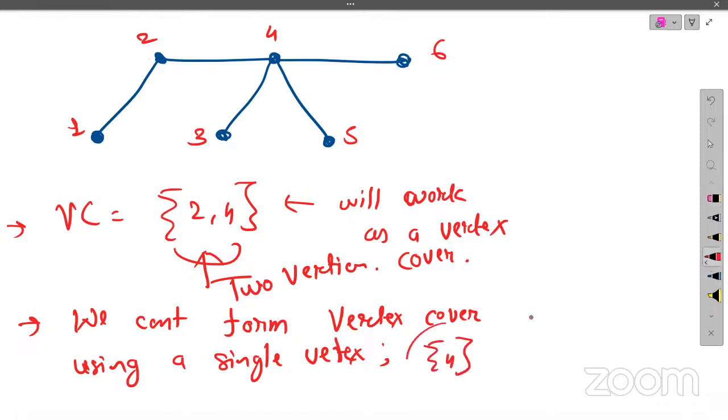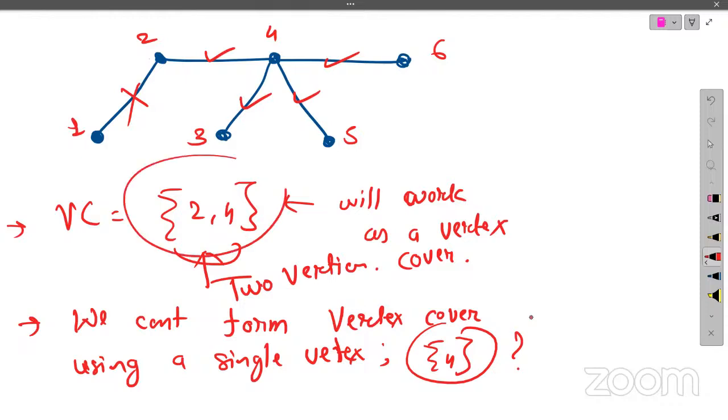Then is this subset a vertex cover? No, it's not, because it's not covering all the edges. It will cover these 4 edges, but it is not covering this particular edge. That means we cannot find a vertex cover here with a single vertex. So we need at least 2 vertices to cover our graph.